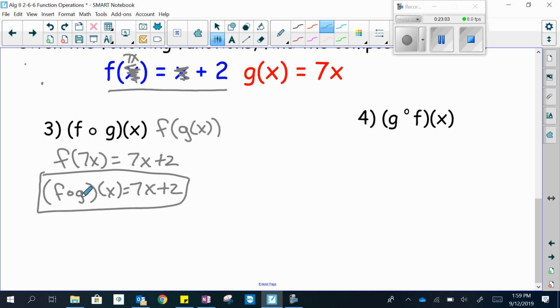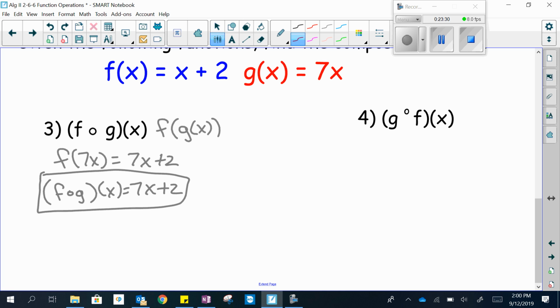So we're using the g function in the f function. The g function is the input for the f function. No numbers, just keep everything the same. Y'all see how that worked? All right, so let's flip it around. Instead of f of g, we're going to do g of f.